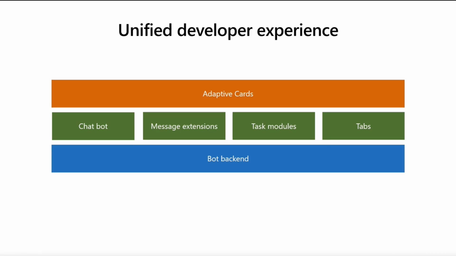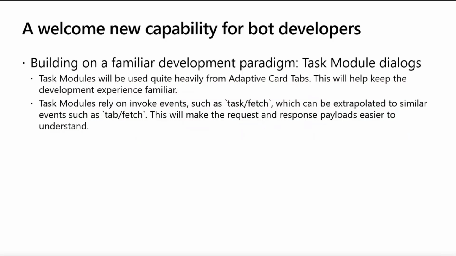Let's talk quickly about just some of the developer paradigms that you can expect. So adaptive card-based tabs should be a welcome new capability for bot developers. When we were thinking about how we wanted to structure the developer experience, we looked at task modules for inspiration. And we did this for two reasons. First, task modules are going to be used quite heavily from your tab. So this will just make the development experience more familiar.